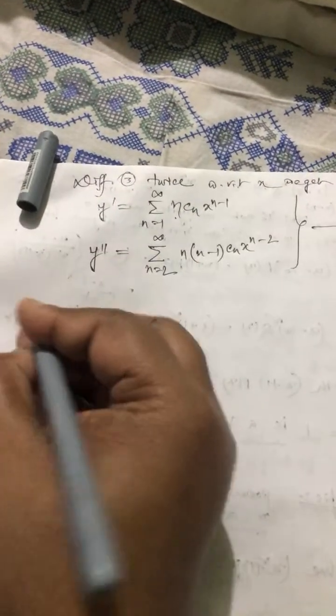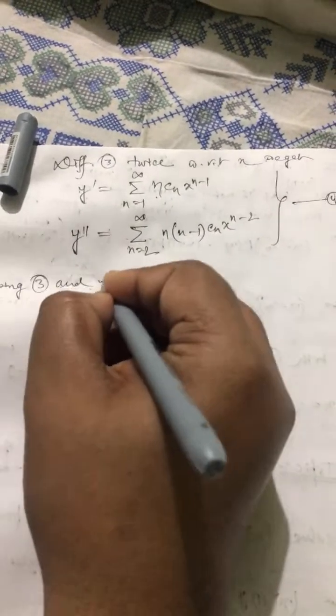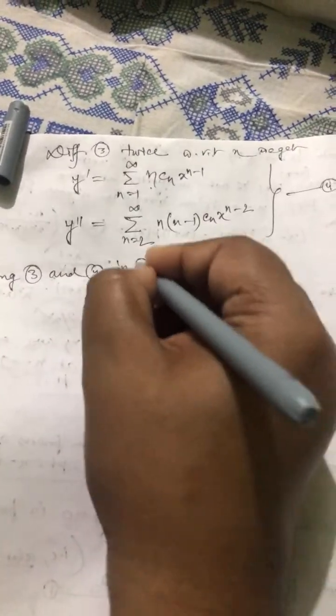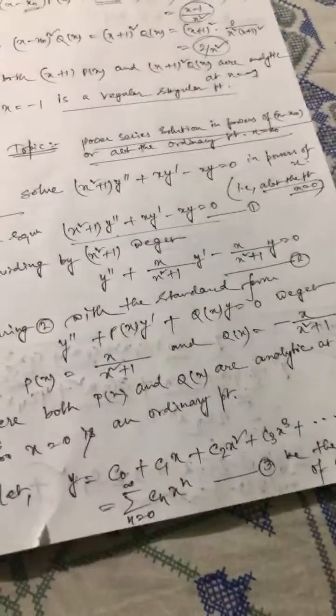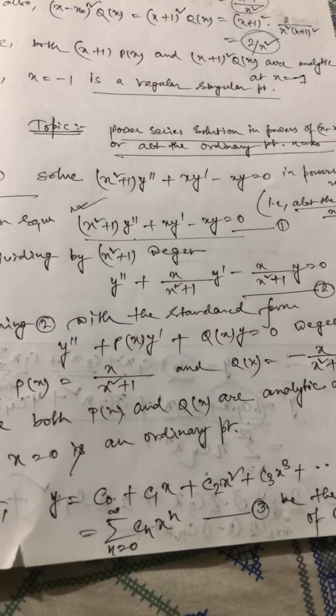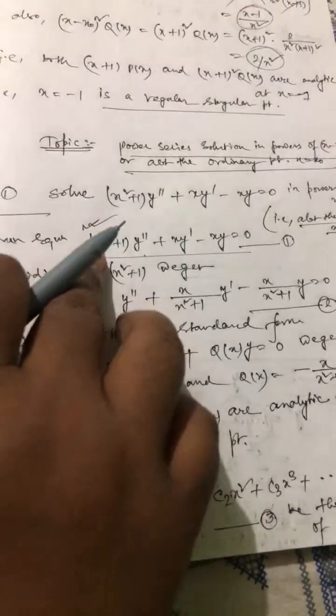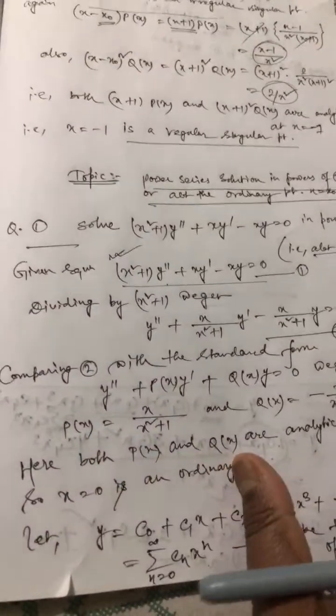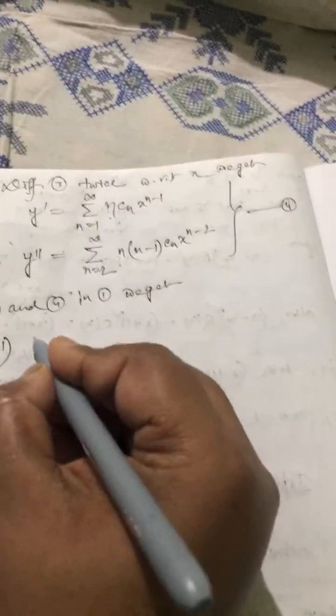Now using 3 and 4 in 1, that means in the given differential equation. What was the differential equation? This one: x square plus 1 into y double dash plus x y dash minus x y equal to 0. So x square plus 1 into y double dash means this one.